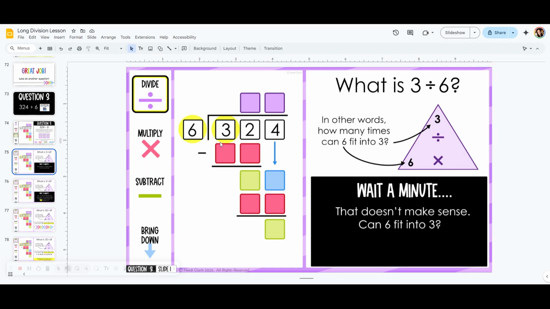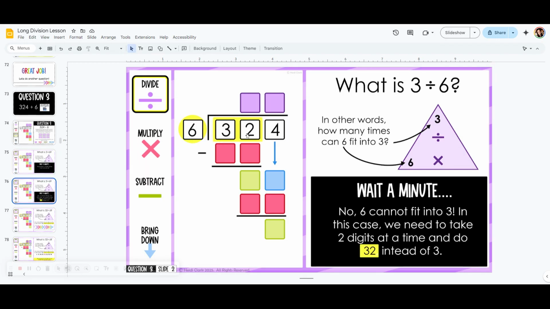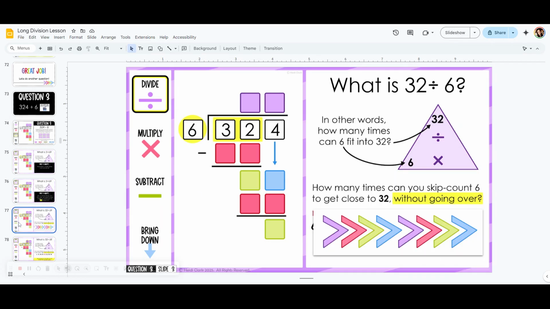So when this happens in long division, it's actually pretty simple. Just go ahead and take the 3 and the 2, and you're just going to do both of them at the same time. Kind of saves you a step too. So 6 cannot fit into 3. In this case, we need to take 2 digits at a time and do 32 instead of 3. So we're going to do 32 divided by 6. In other words, how many times can 6 fit into 32?